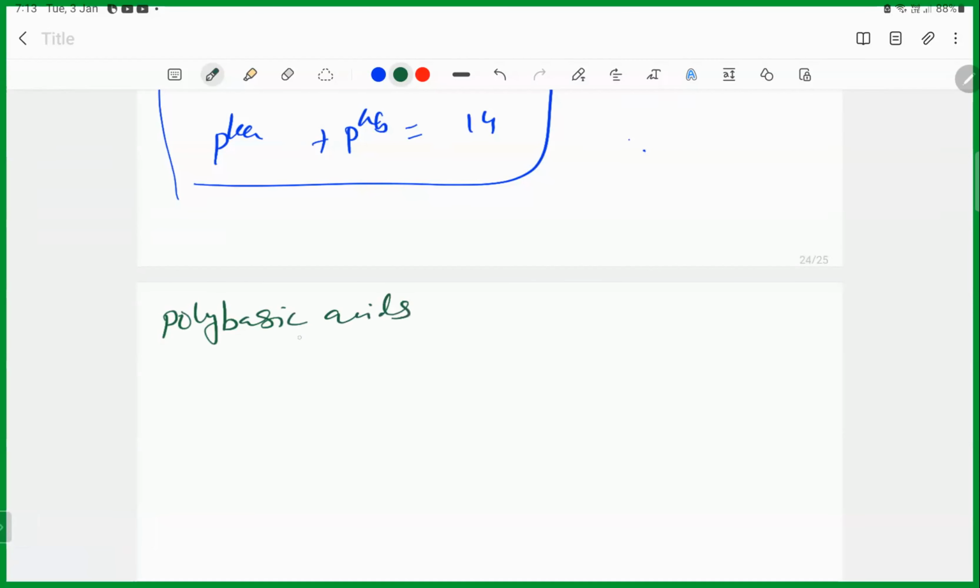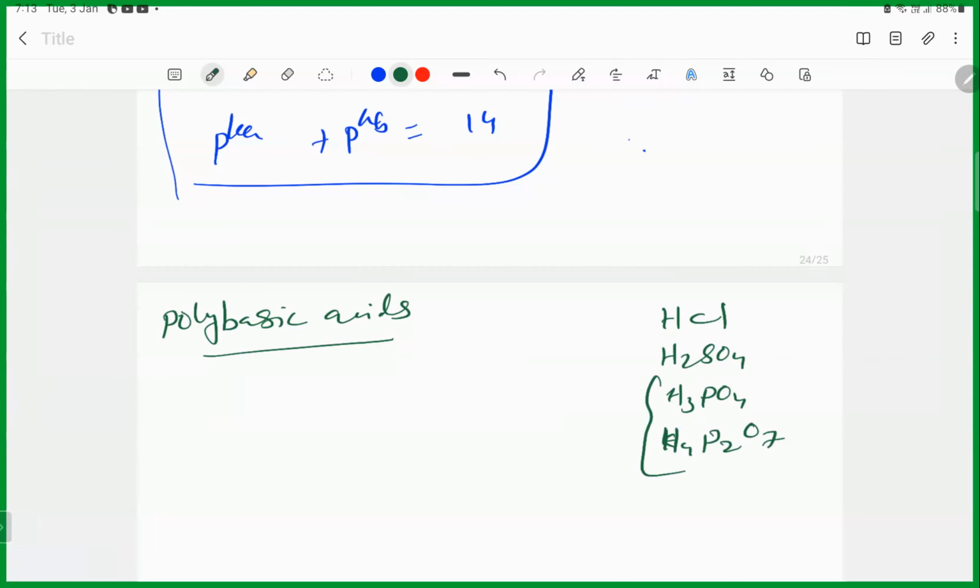So acid means it has to give the H+ ion. If it contains more than one H+ ion, then it is called a polybasic acid. If you are taking HCl, it's a monoprotic acid. If you are taking H2SO4, it is a diprotic acid. And if you are taking H3PO4, it's a triprotic acid or polyprotic acid. Or H4P2O7, pyrophosphoric acid. These are the polybasic acids. Okay.